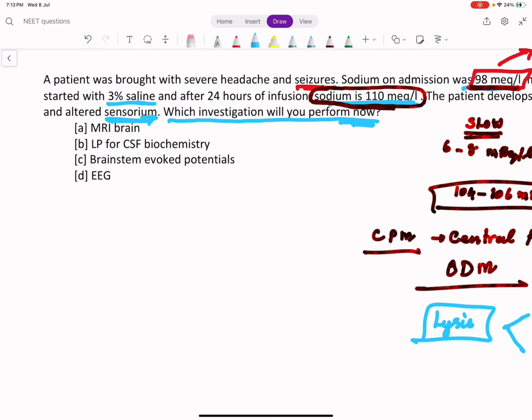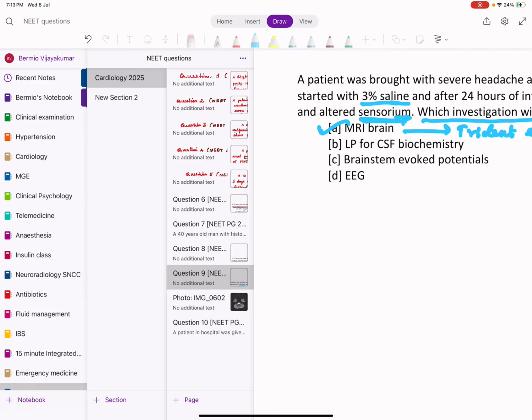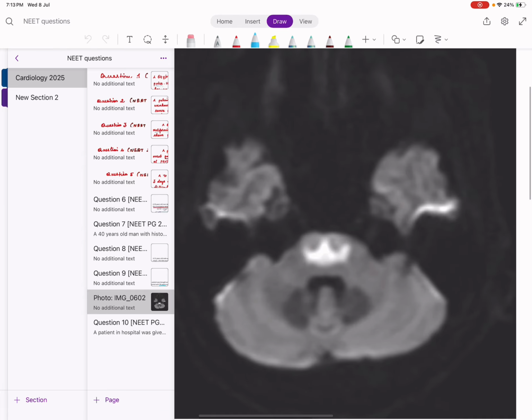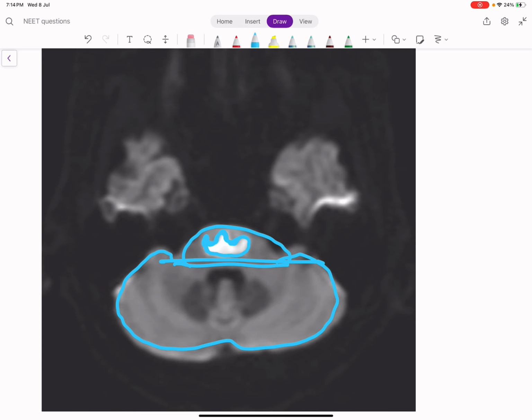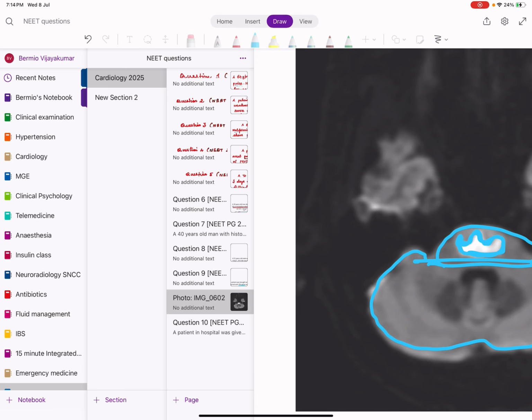How will you confirm it? MRI brain seems a reasonable option because MRI brain can pick up pontine myelinolysis. There is a sign called the trident sign in the MRI. See here, this is the pons. If you remember, this is the cerebellum. The part in front of the cerebellum is the pons. We have a trident-like sign here. This is the sign of osmotic demyelination. May come in an image question.